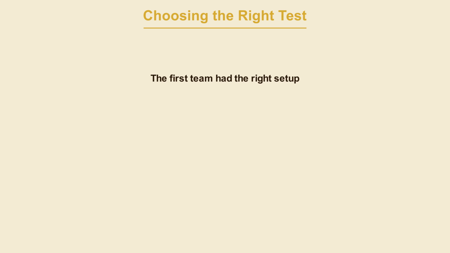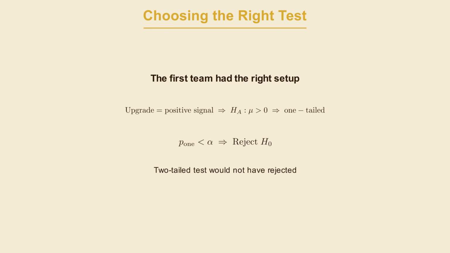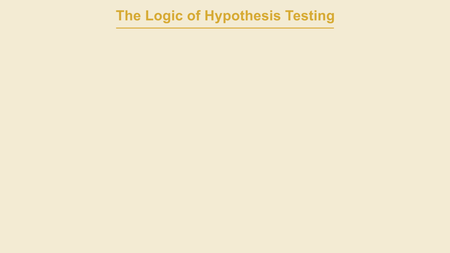So the first team had the right setup. Analyst upgrades are a positive thing, so they should lead to positive returns. In this circumstance, the one-tailed test is the proper one, and this ends up getting us past our confidence threshold, making it so that we reject the null, whereas the two-tailed test would not have. Bess also notices that the second team made a further mistake. They took their non-significant result and concluded that the analyst upgrades have no real effect. That conclusion, however, does not exactly follow.